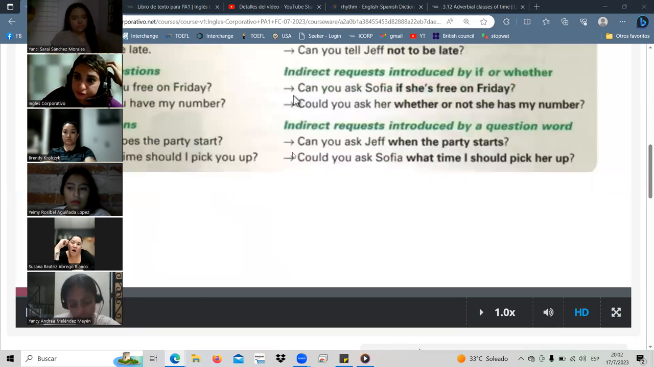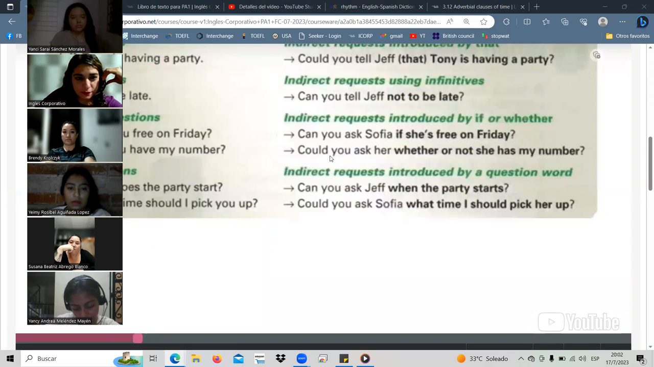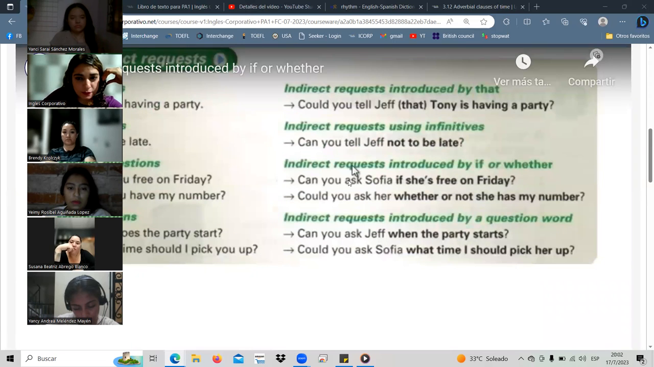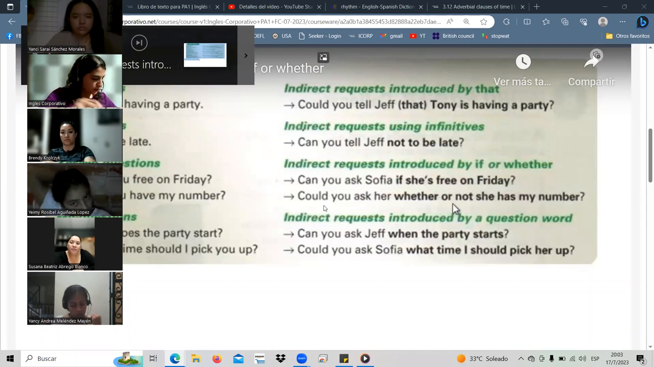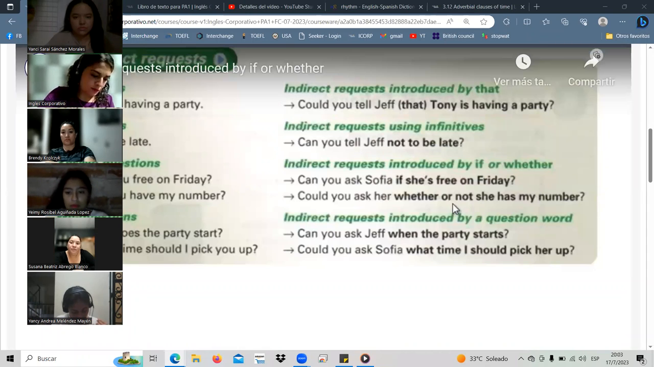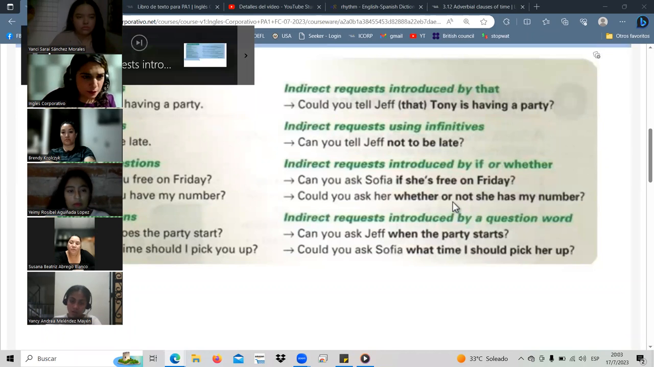So let me quickly present some structure. As you can see on the chart, you can see how we turn yes or no questions into indirect requests. The example that I had given earlier was, Sophia, are you free on Friday? And we turned that into an indirect request by saying, can you ask Sophia if she's free on Friday? Another way is, could you ask Sophia whether she's free on Friday? And a third way is, could you ask Sophia whether or not she's free on Friday? So all of those three ways are just different forms of asking the same thing.